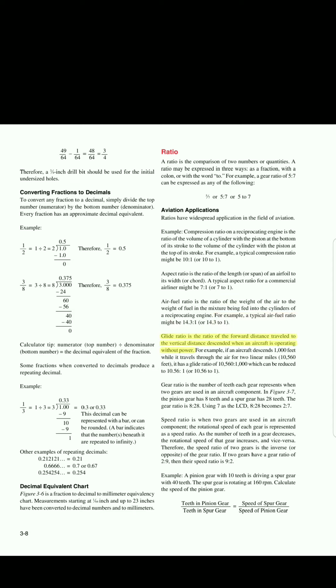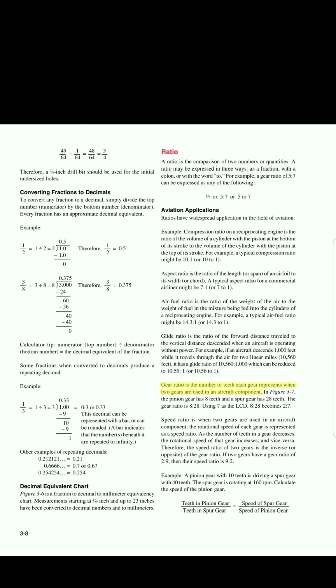Glide ratio is the ratio of the forward distance traveled to the vertical distance descended when an aircraft is operating without power. For example, if an aircraft descends 1,000 feet while it travels through the air for 2 linear miles, 10,560 feet, it has a glide ratio of 10,560 to 1,000, which can be reduced to 10.56:1, or 10.56 to 1.